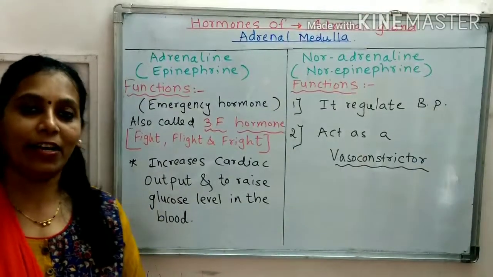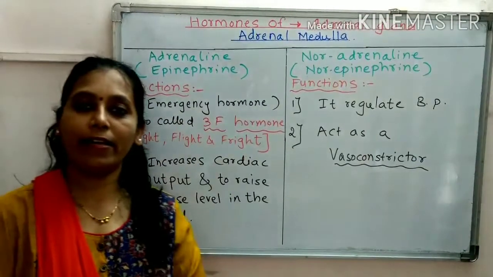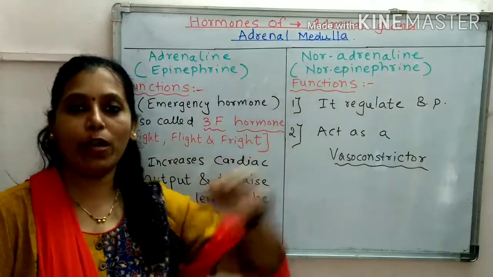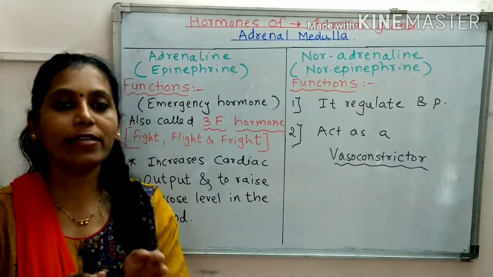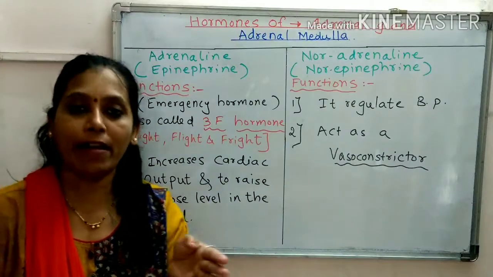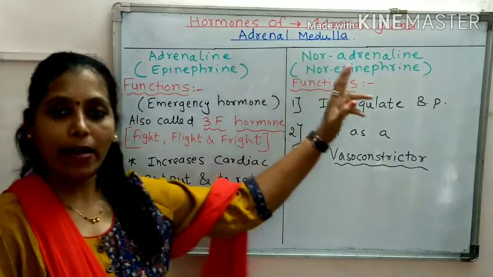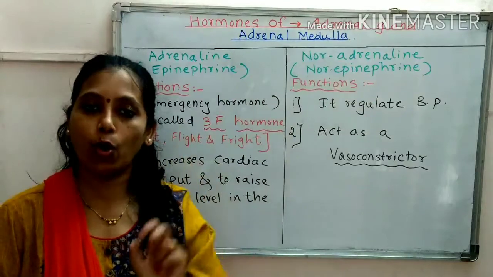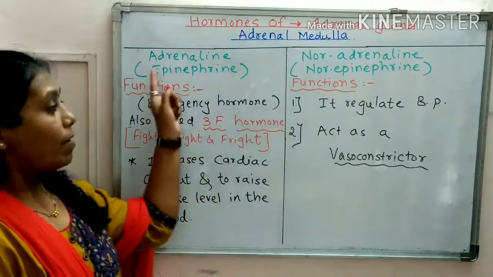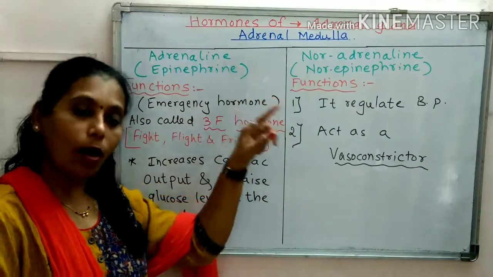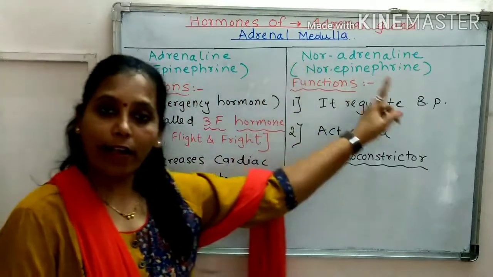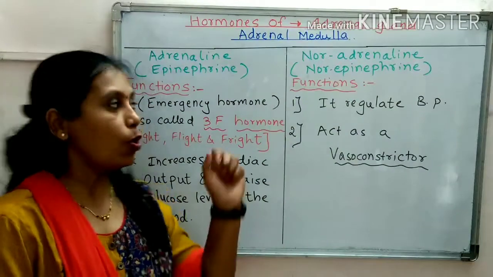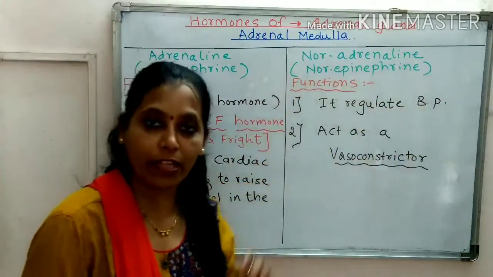We will now study the hormones secreted by adrenal medulla. What is adrenal medulla? Adrenal medulla is the inner part of the adrenal gland. This part secretes two hormones, namely adrenaline, which is also called epinephrine, and noradrenaline, which is also called norepinephrine.